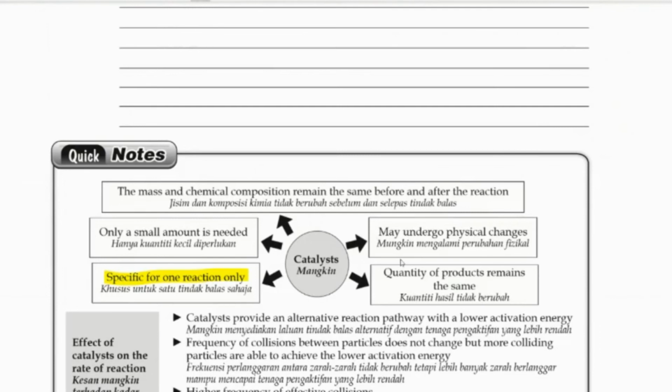Number two, only a small amount of catalyst is needed. You add in a little bit of catalyst, which is enough to increase the rate of reaction. No need to add in a lot. Number three, the mass and the chemical composition remain the same before and after the reaction. But the physical properties may change, for example the colors may change. But chemically, no change.